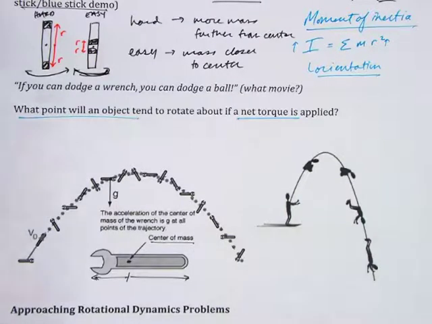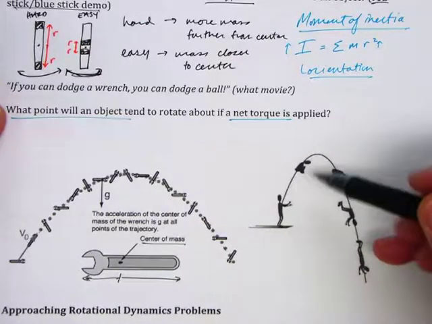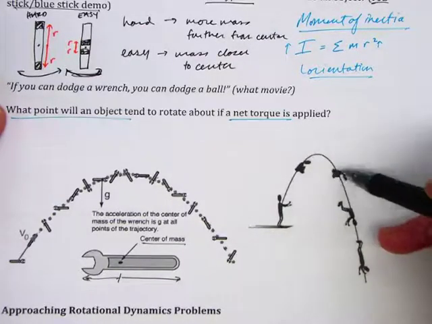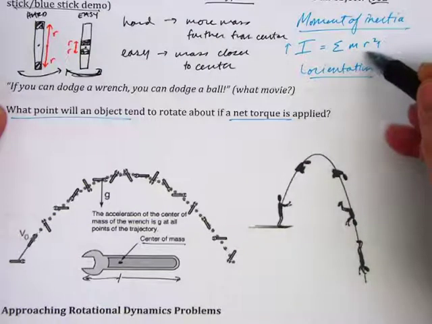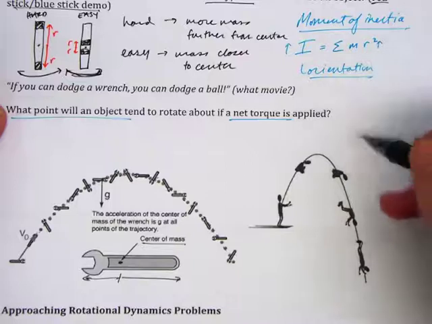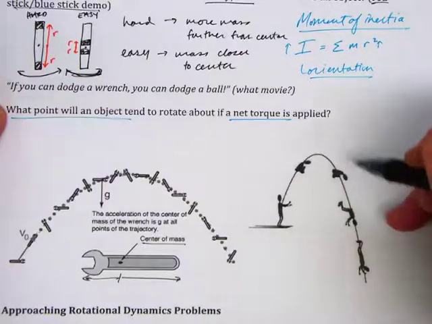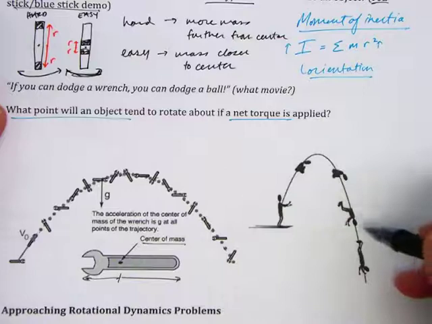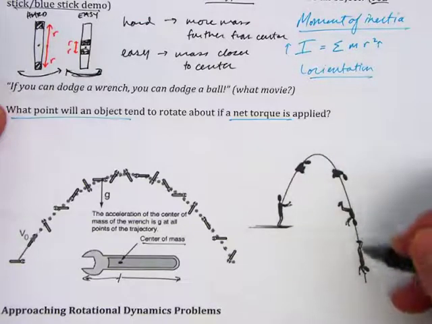So another example here is a diver. When a diver jumps up, they collapse into a ball. When they collapse into a ball, they've decreased their distribution of mass. All their little mr squareds, these r's go down, so all the mass is distributed closer to the point of rotation. That makes it easier for them to rotate. And then when they're about to enter the pool, they want to slow down that rotation. So they extend their arms and legs out, and what they're doing is increasing their r, which changes their I.